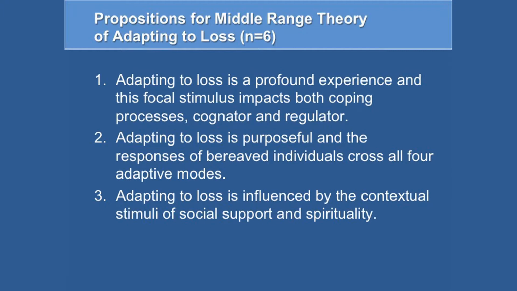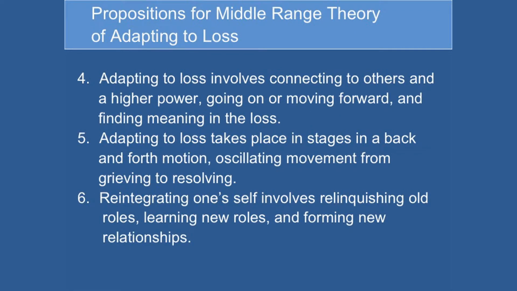Adapting to loss is influenced by the contextual stimuli of social support and spirituality. Adapting to loss involves connecting to others and a higher power, going on and moving forward, and finding meaning in loss. Adapting to loss takes place in stages, in a back and forth motion, oscillating movement from grieving to resolving. Reintegrating oneself involves relinquishing old roles, learning new roles, and forming new relationships.